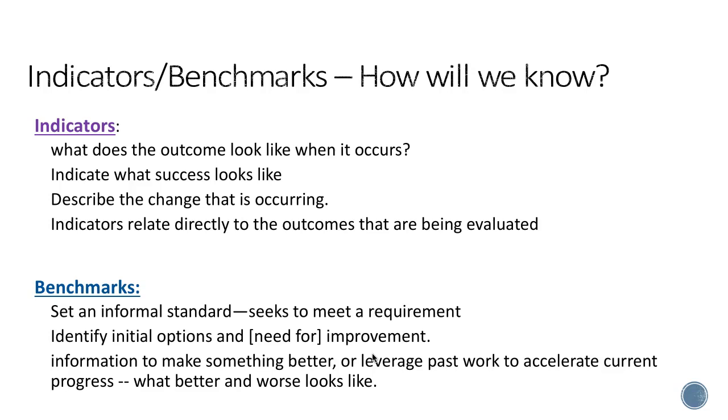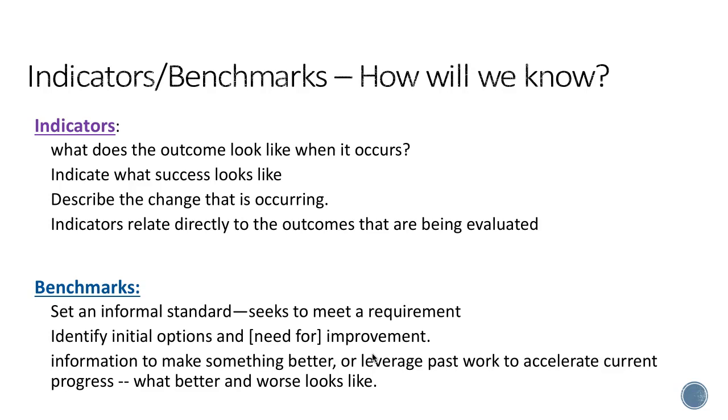So indicators and benchmarks answer, how will we know? Indicators tell us what the outcome looks like when it occurs. We would usually state these before we do an evaluation, and usually as the program plan is being written. What does success look like? It describes a change that is occurring in our participants, and they relate directly to the outcomes that are being evaluated. Whereas benchmarks set an informal standard that we seek to meet some sort of requirement.